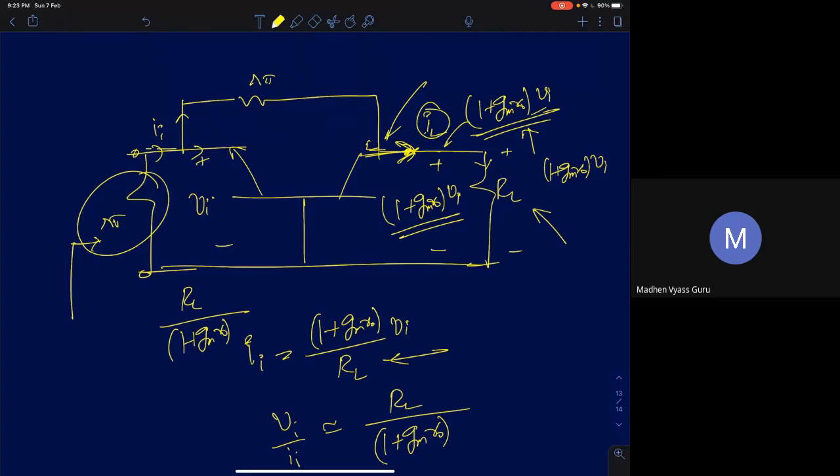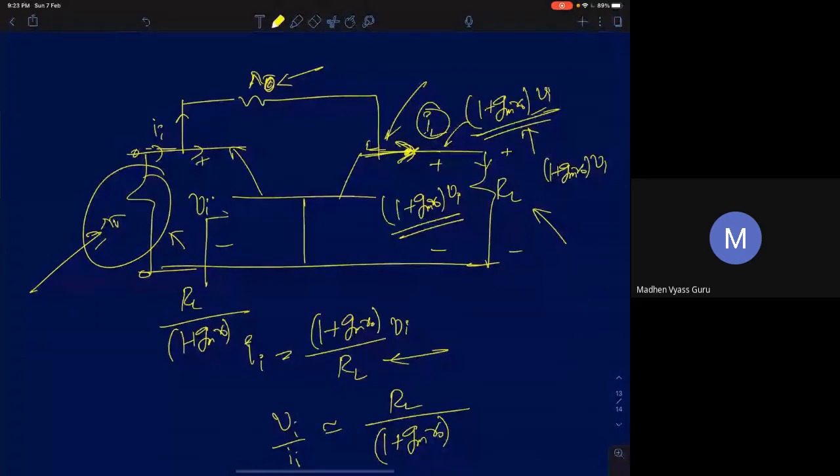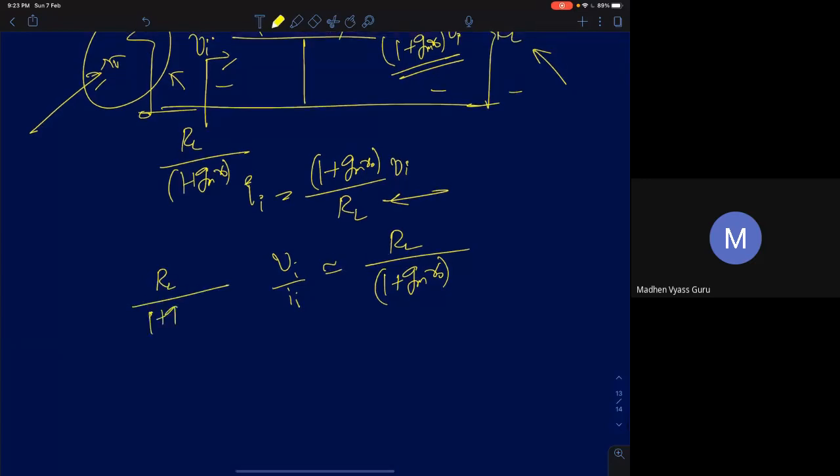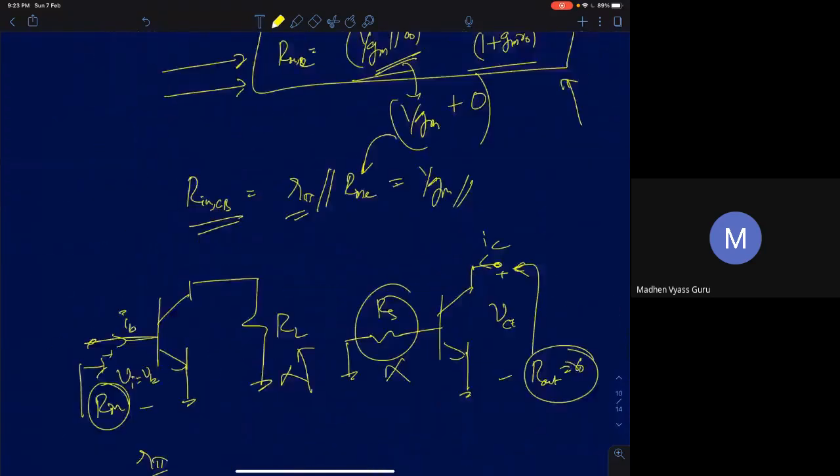R pi is very high. I have separated out R pi in the model, and I'm just looking at this point. So what you get is RL by 1 plus Gm R naught as the resistance seen at the emitter. This will come in parallel with R pi. So we got the same result that we derived some time back.